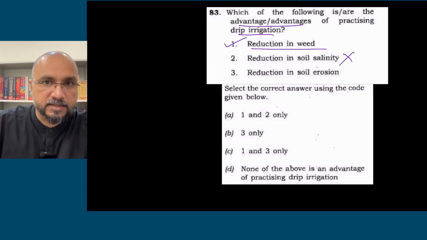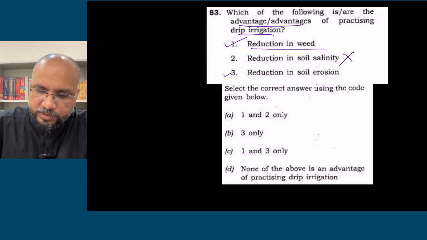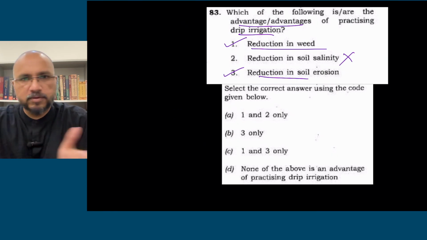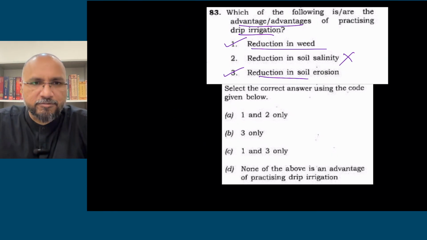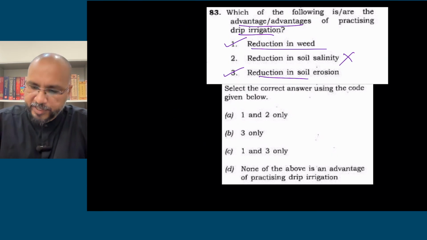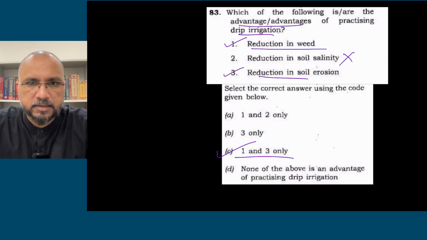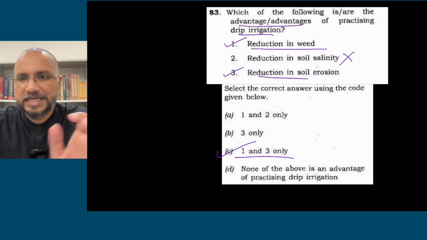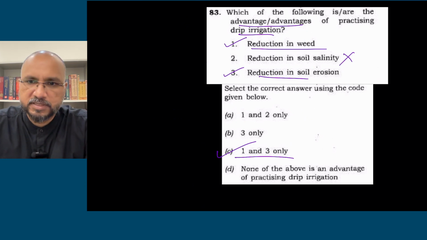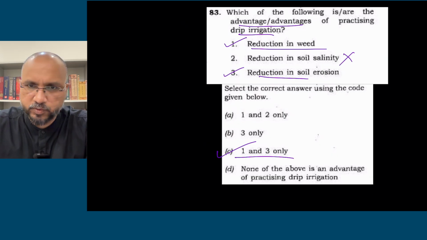So ये गलत है. Reduction in soil erosion, हाँ भाई एक एक बूंद करके गिर रहा है तो there will be no runoff, right? So soil erosion reduce होता है, weed problem reduce होता है. So 1 and 3 are the right. So C is the correct choice. So that will be about the micro irrigation. Okay, sprinkler, drip हम लोगों ने देख लिया. So there was a question, so we have seen that. So in the next video we will discuss fertigation. Okay, thank you.